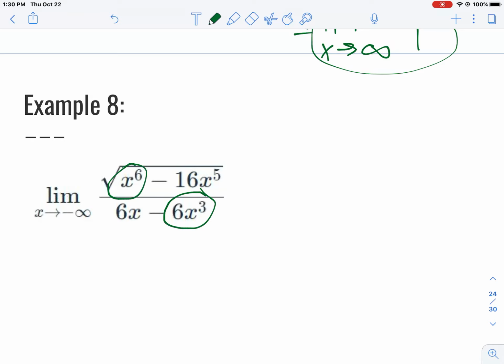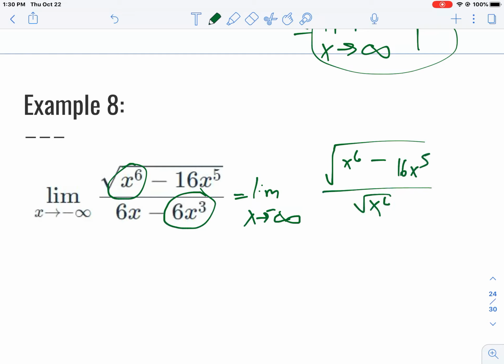So again, because I want to get in the radical and simplify, right? What I'm going to do is I'm going to divide everything by the square root of x to the 6th. So 6x minus 6x cubed, over the square root of x to the 6th.